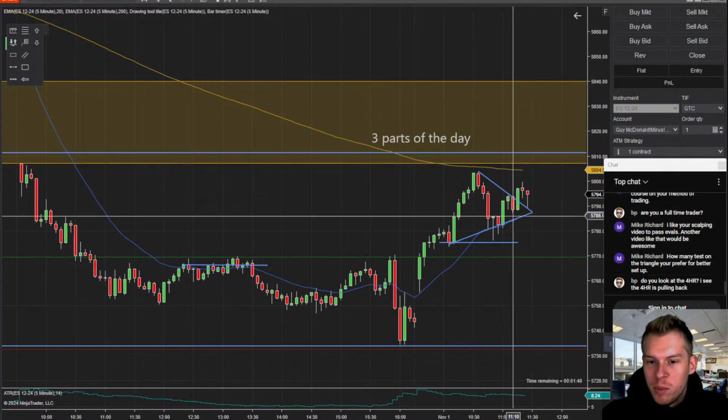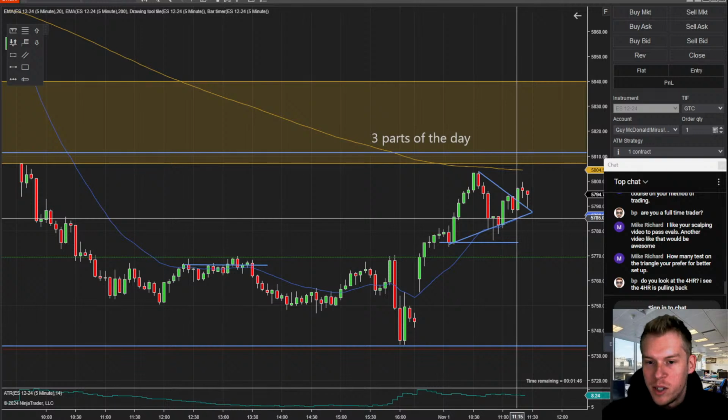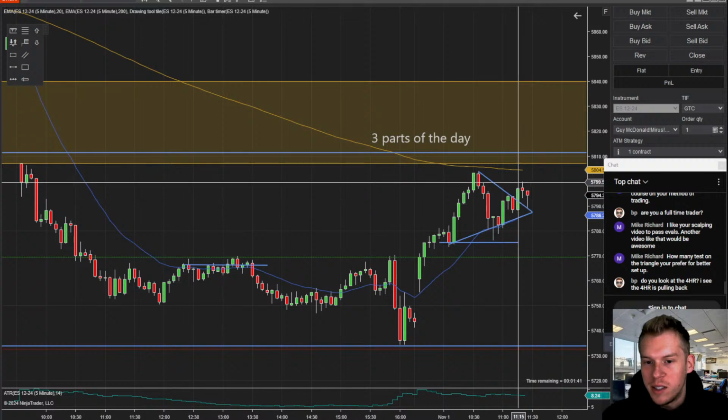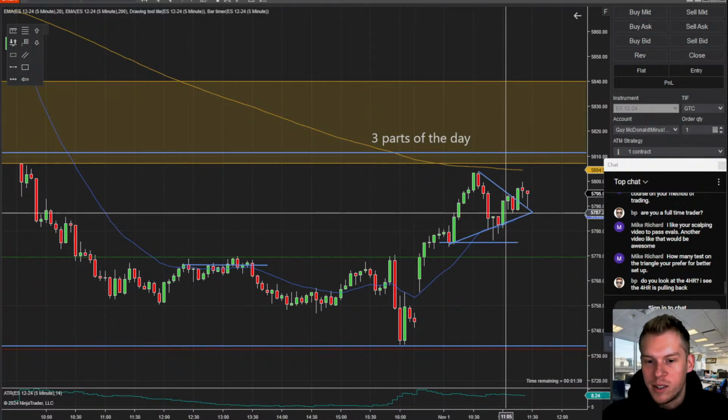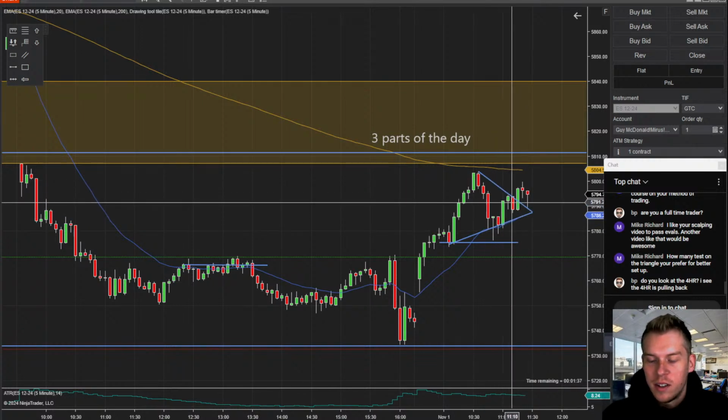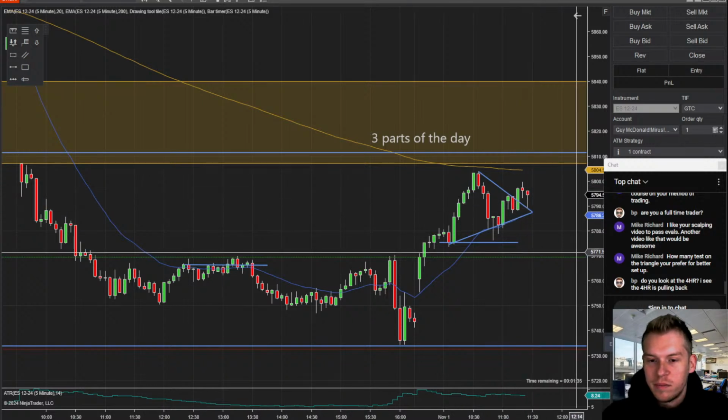So probably just one more test down would have been sufficient, and then I would have been more confident in that triangle being like that. But we can see this was enough. So the market saw that this was enough of a triangle, and it played out there.